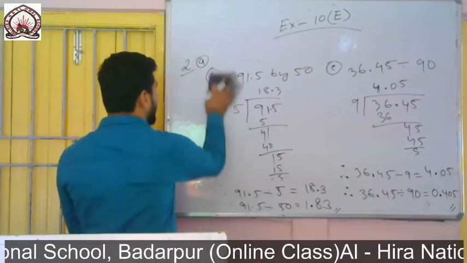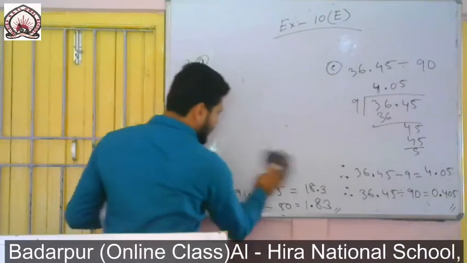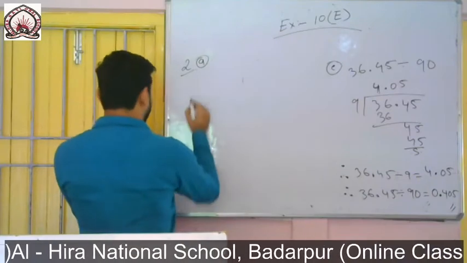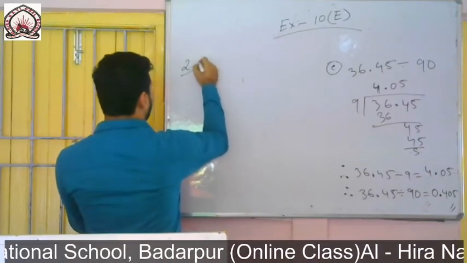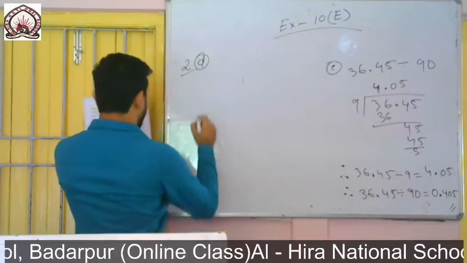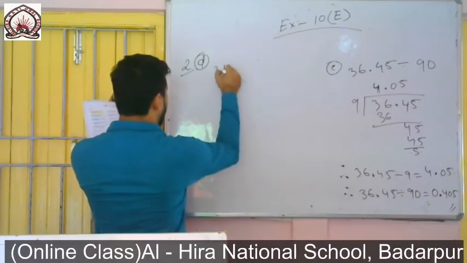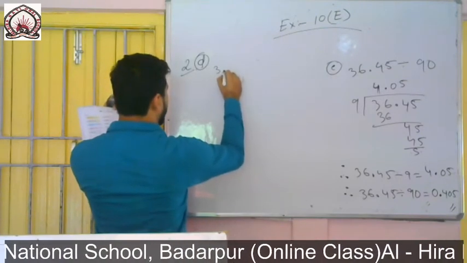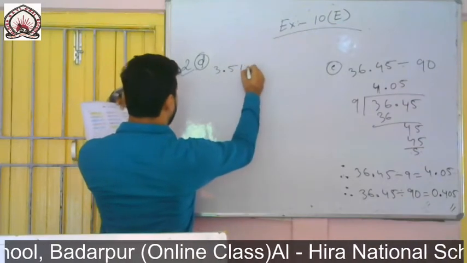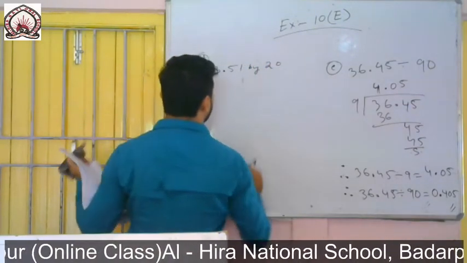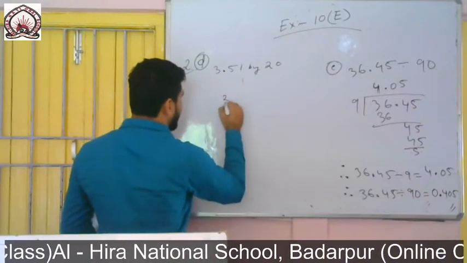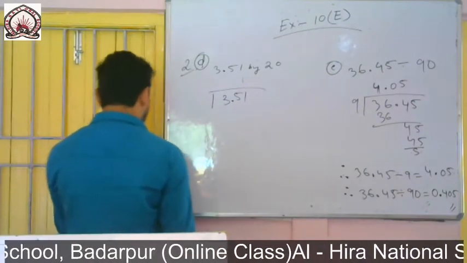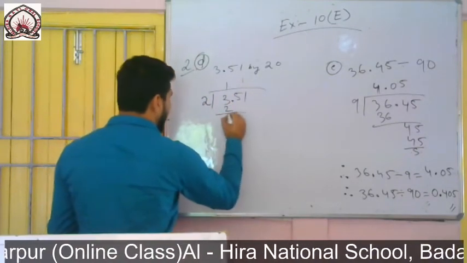Okay, now come to D. D, you see, 3.51 by 20. So first divide by what? 2. So 3.51 divided by 2. So 2 1s are 2, remain 1, so not divisible.